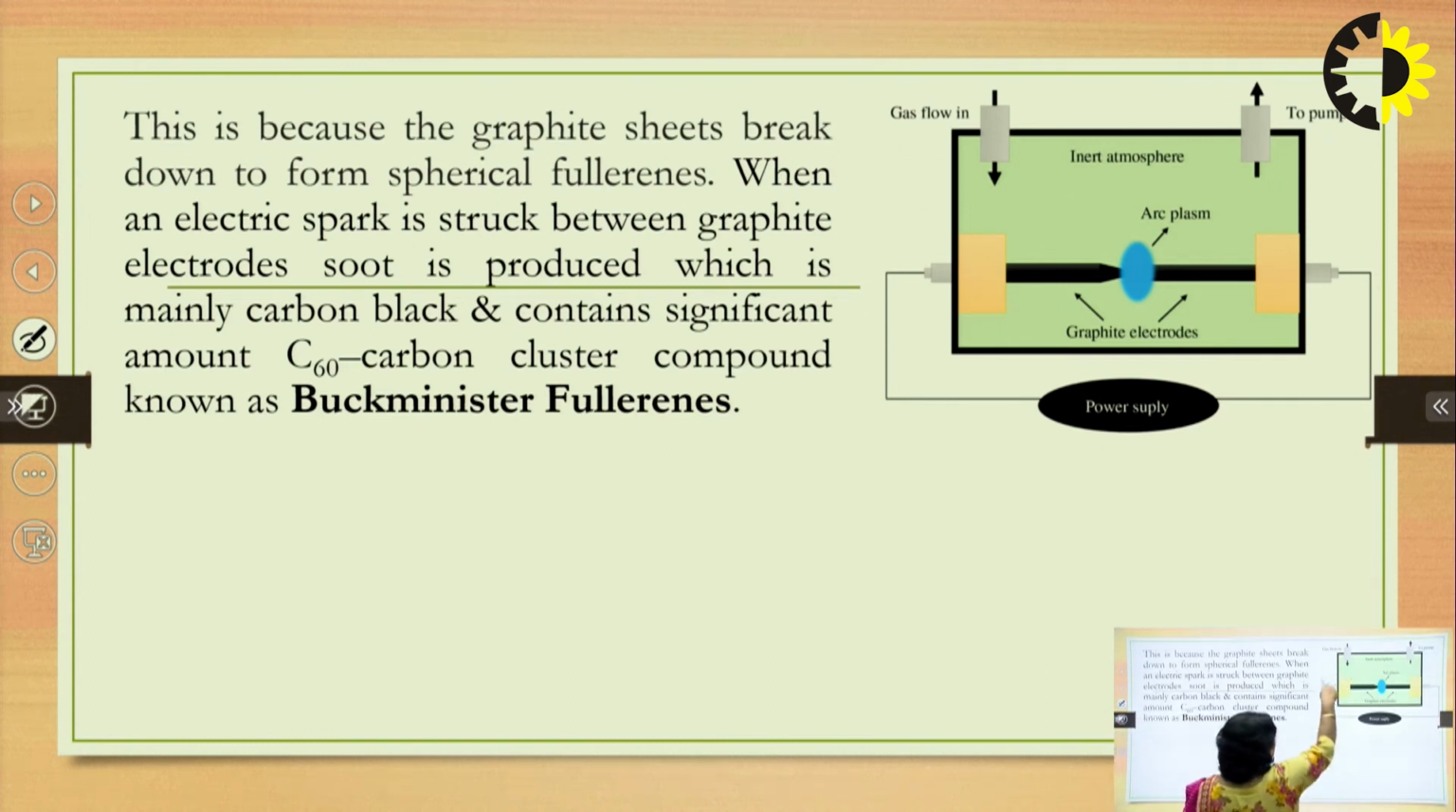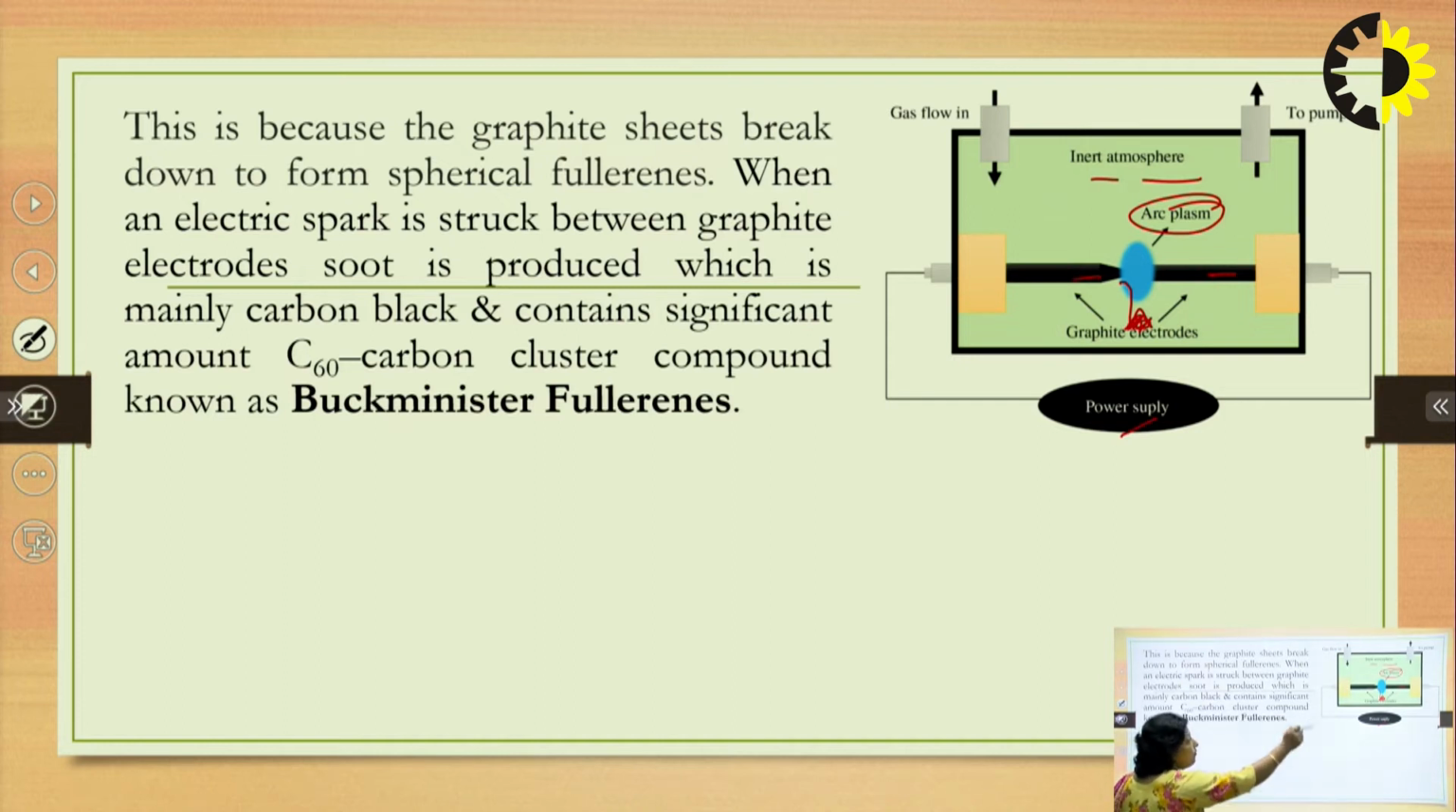This is an inert gas chamber, generally neon, argon or krypton; any can be taken. These are the graphite rods, which are used as a conductor as well as the precursor for the substance, and there is a gas flow. The complete system is connected to a power supply, and when the power supply is on, an arc plasma is formed, which results in this black sooty dust. It is shown in red here, but it is actually black because it is all carbon.